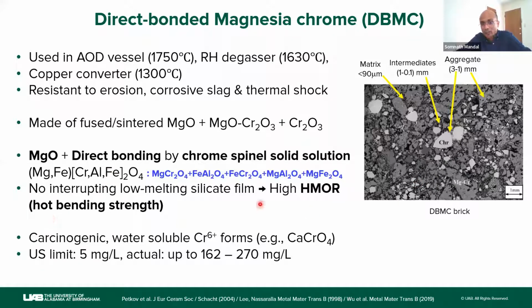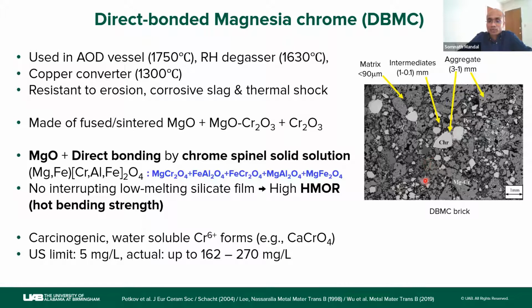For hot bending strength, or a 3-point bending strength at a high temperature, at 1450 degrees C, 1500 degrees C, the main deformation mechanism is due to sliding of these grains assisted by the liquid phase in the intergranular regions. But in direct bonded magchrome, the silica content has been intentionally reduced to below 1%. So there is this chrome-based spinel bonding phase, which creates a direct bond between aggregates and matrix, as well as aggregates of magnesia with chrome aggregates, and that gives it very high hot strength.